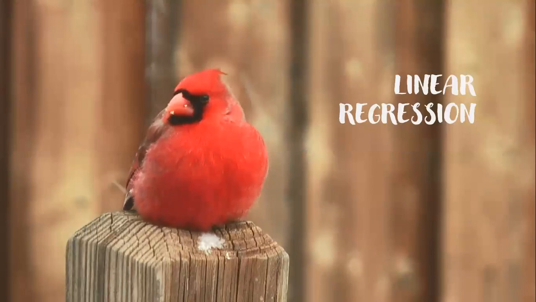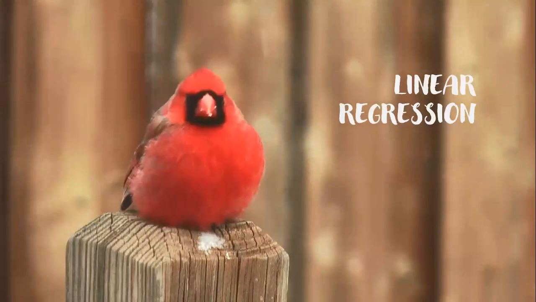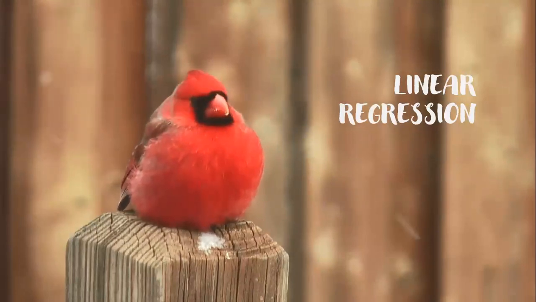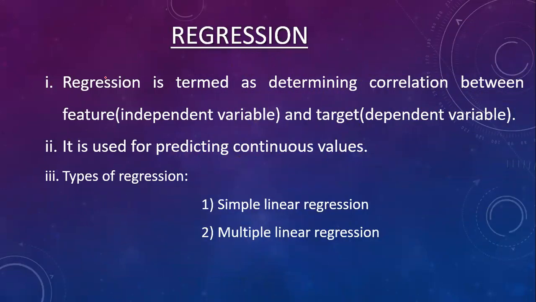So before this class, we saw classification. From now, we are going to see regression. Let's see what is meant by regression. First of all, regression is termed as determining correlation. Correlation is the relationship between the feature, which is called the independent variable, and the target, which is the dependent variable. And one more thing, it is used for predicting continuous values.